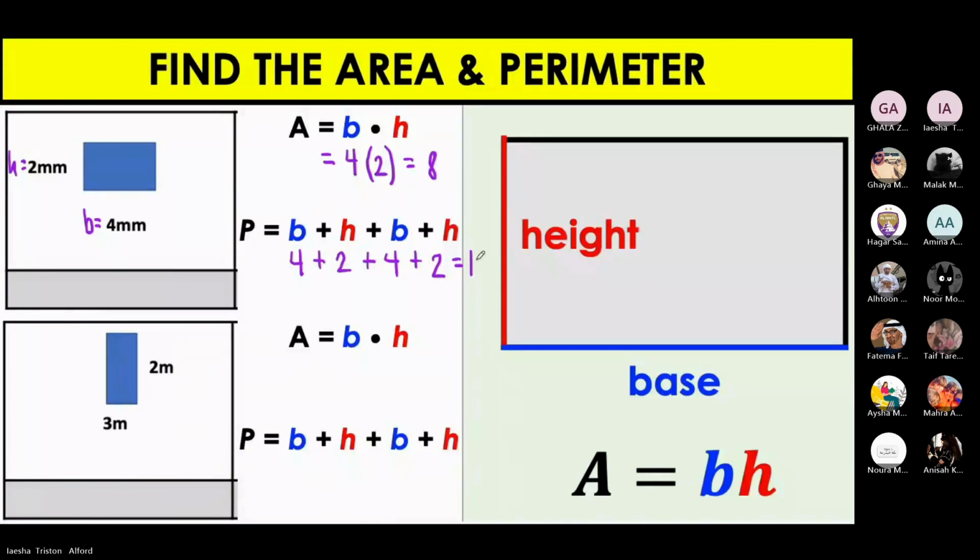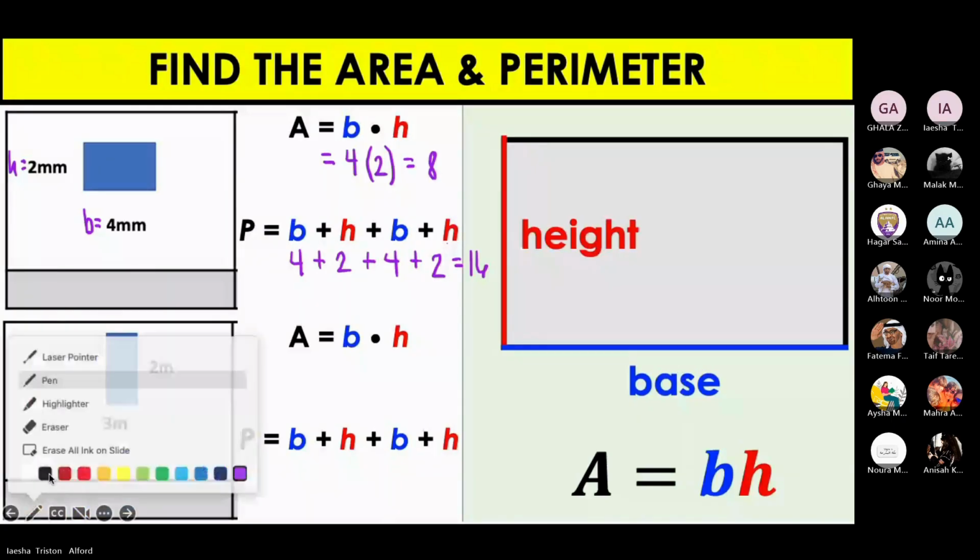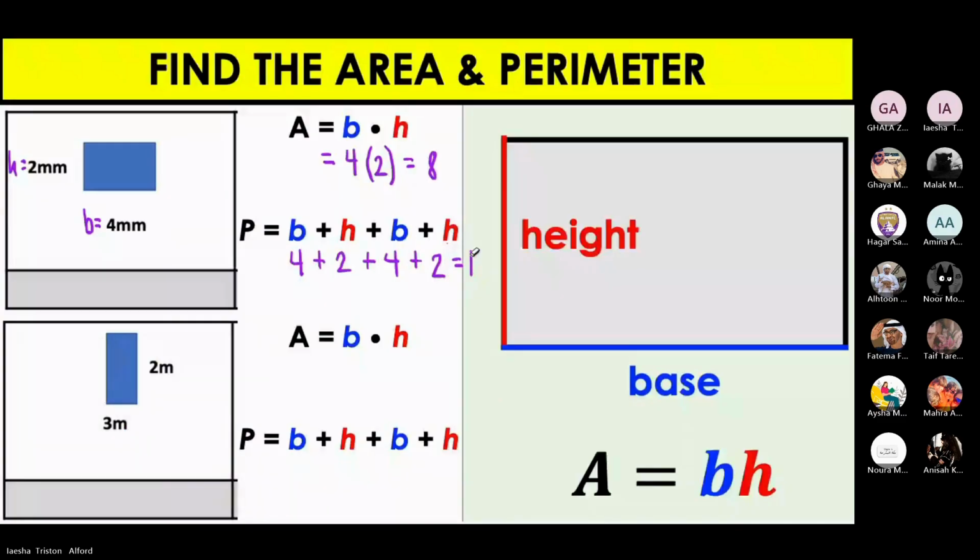Should be 16. 12. 4 plus 2 plus 4 plus 2? 16. No, not 16. 12. I'm sick.